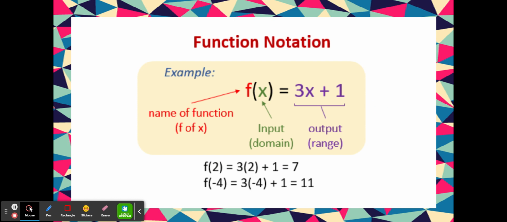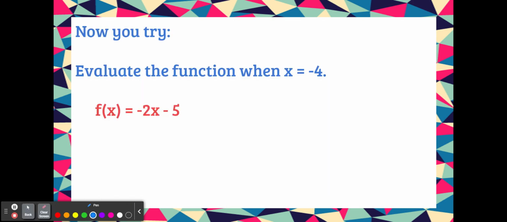That's what's going to give us our output. All right, so let's go ahead and try this first one. It says evaluate the function when x is negative 4. So when x is negative 4, for this function f, we will do negative 2 times the x value, that's our input. So when we input negative 4 into the function, we will get 8 minus 5, which is 3. So when we input negative 4 into our function, we will get the answer of 3, or our output.